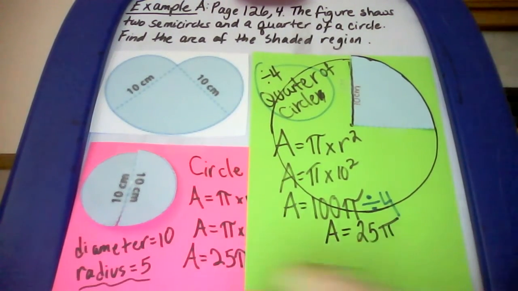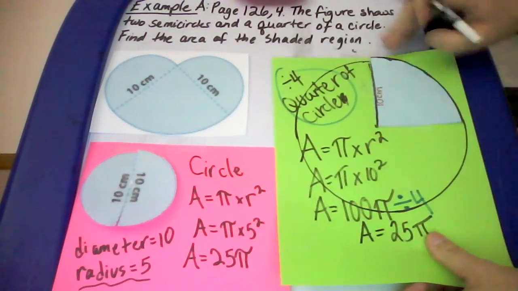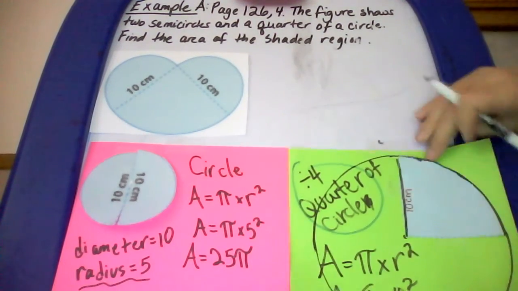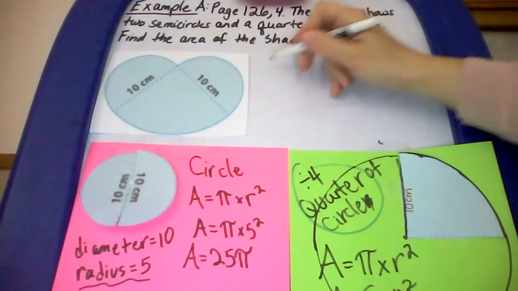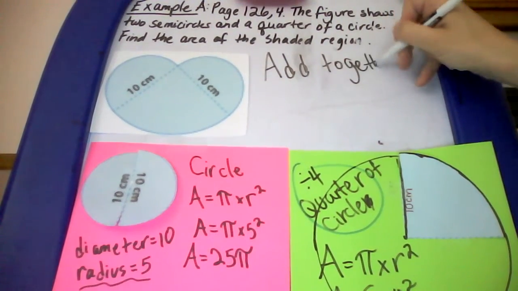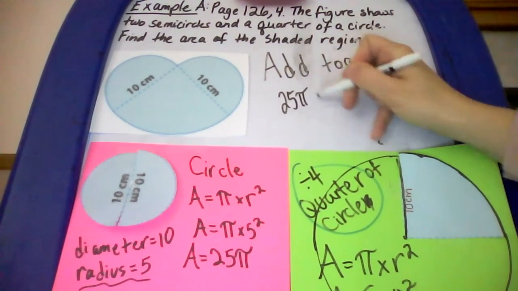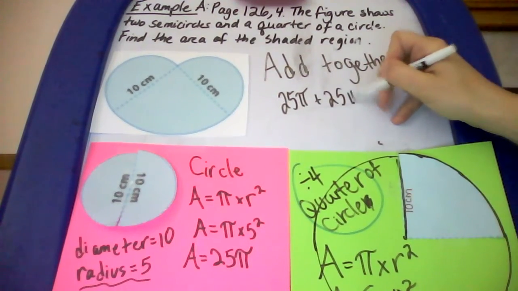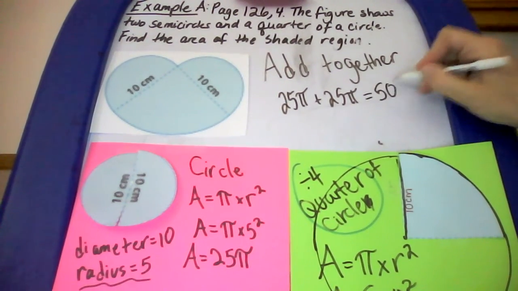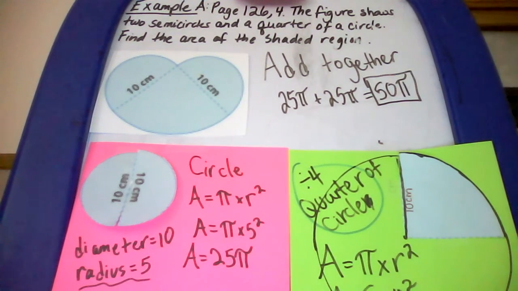After I found the area of both of these pieces, you're going to add them together. I'm going to move this down to the bottom now. So add together the area of each of those pieces. You have 25 pi plus 25 pi. 25 plus 25 is 50, so this is 50 pi. That's your answer in terms of pi, the exact answer.